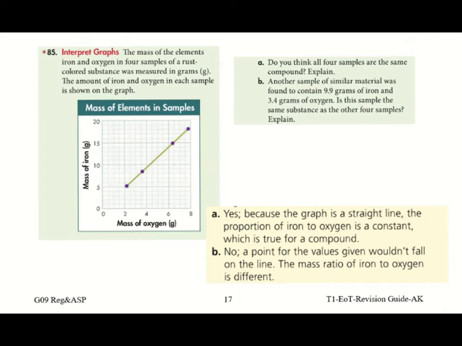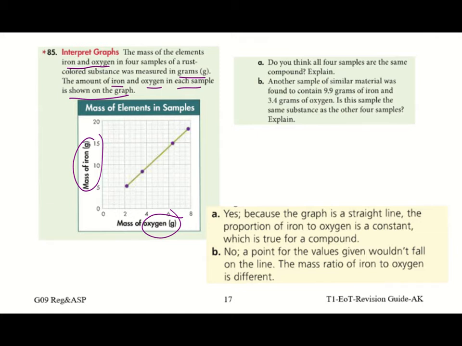The mass of the elements, iron and oxygen, in 4 samples of rust-colored substance was measured in grams. The amount of iron and oxygen in each sample is shown on the graph. So it is the mass of the elements, iron and oxygen, in 4 samples of rust. So we are comparing the mass of oxygen in 4 samples of rust. Okay? And here is the mass of the iron in the rust.